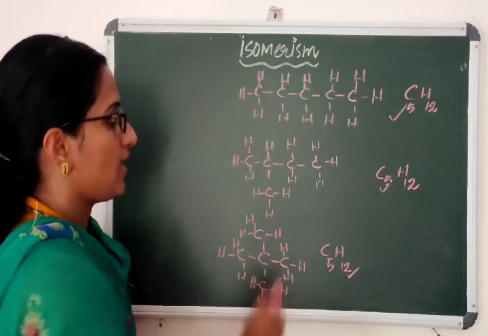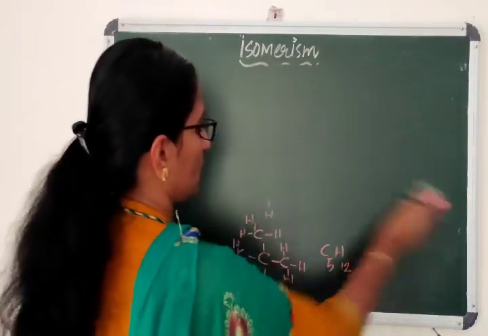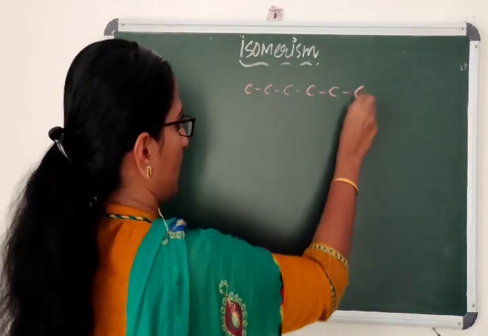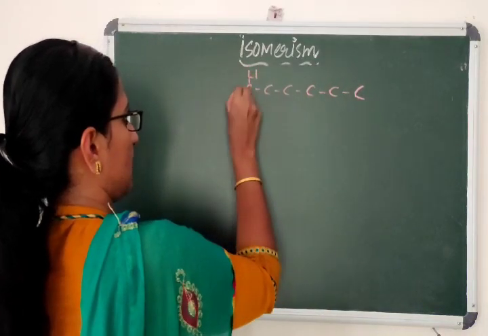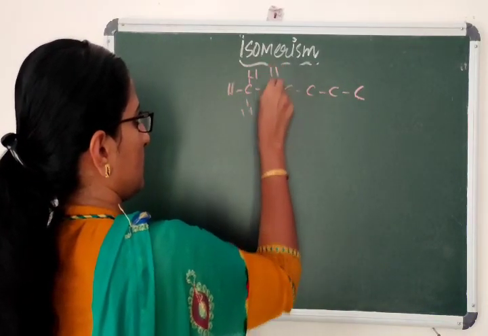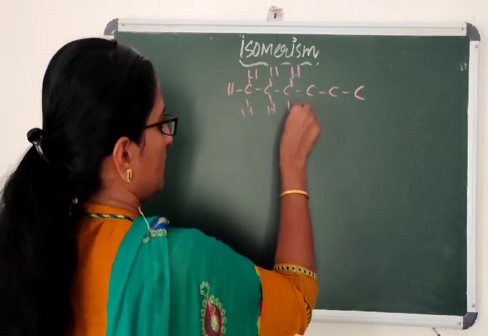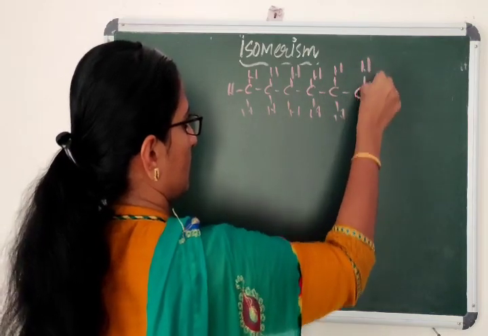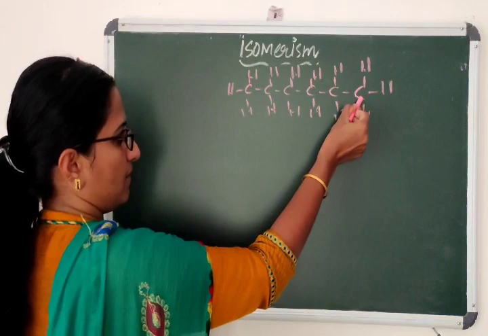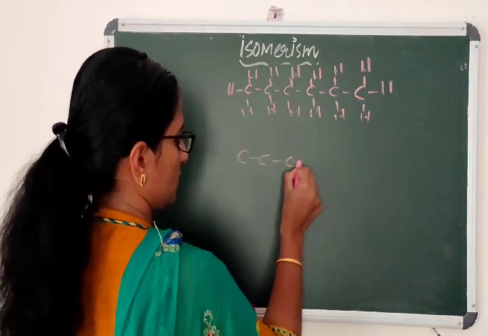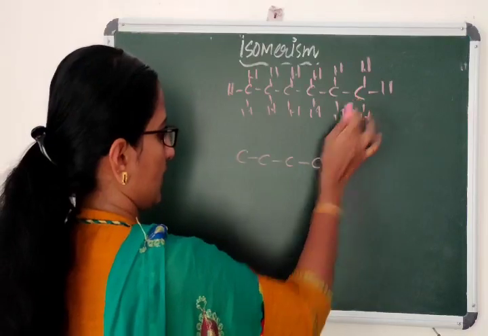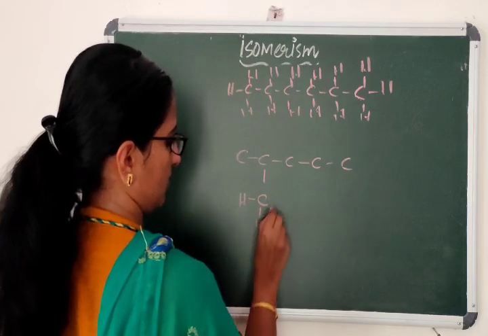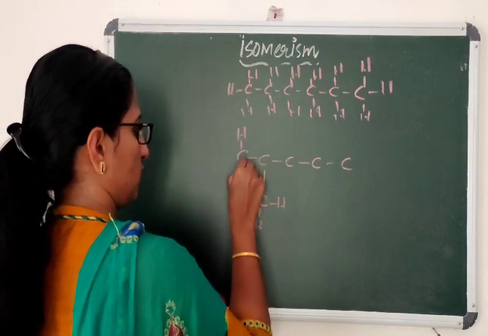How will you draw the isomers of hexane? Hexane means 6 carbon, right? 6 carbon arranged like this. So you have to draw the isomers of hexane. How will you draw? Take this carbon and keep it as a branch. First you draw 5 carbon, take this carbon and put it as a branch, and fill the valency with hydrogen. The rest of the valencies also have to be filled with hydrogen.